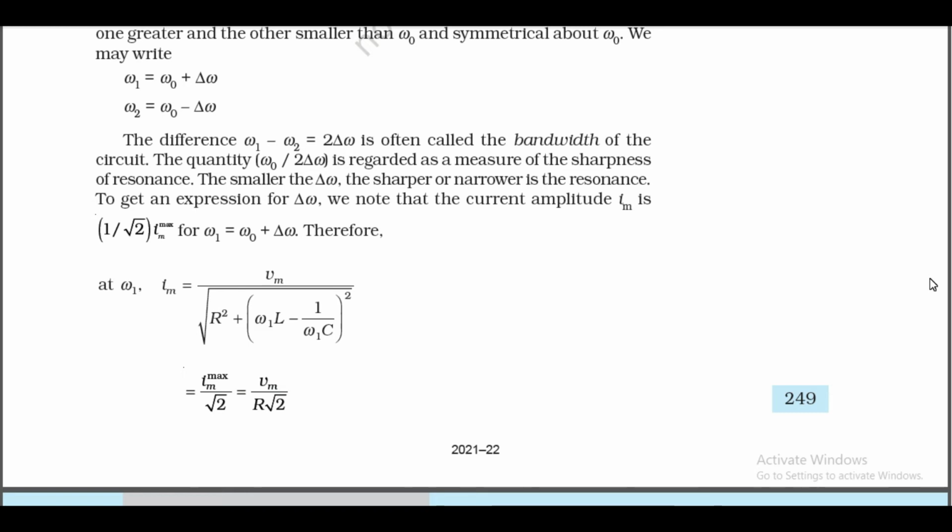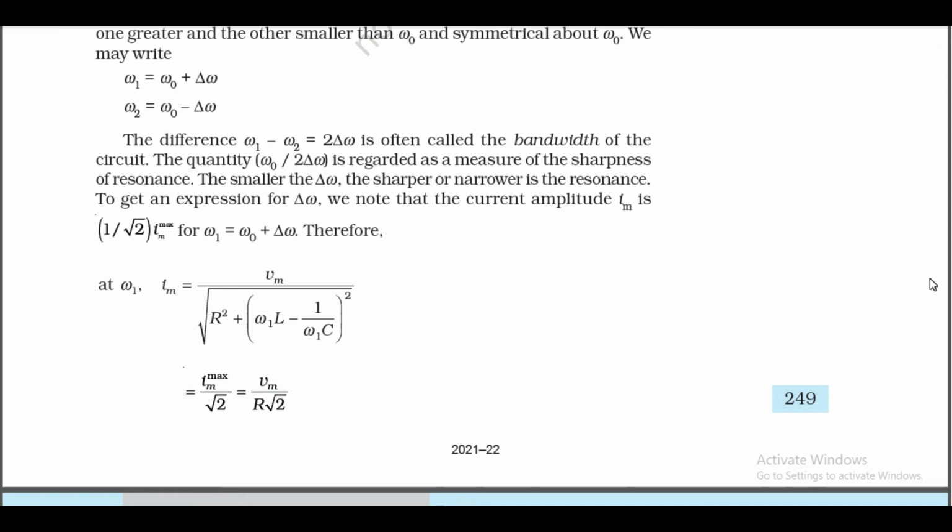The quantity omega naught divided by 2 delta omega is regarded as a measure of the sharpness of resonance. The smaller the delta omega, the sharper or the narrower is the resonance. To get an expression for delta omega, we note that the current amplitude Im is 1 divided by root 2 I max, for omega 1 equal to omega naught plus delta omega.